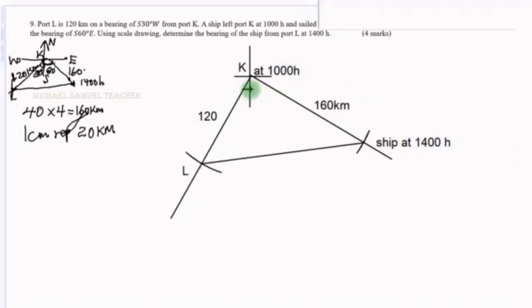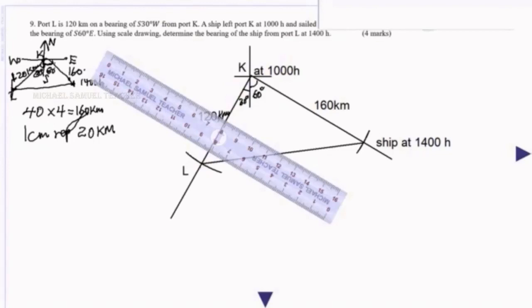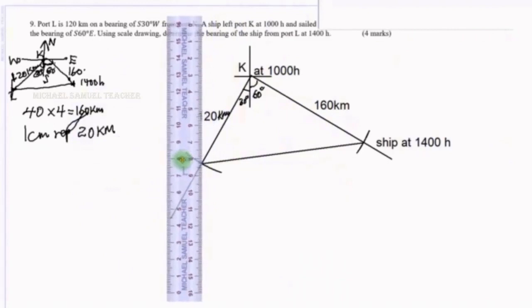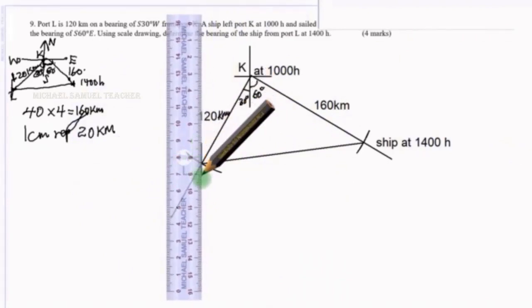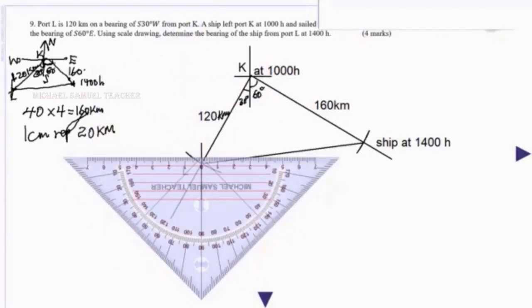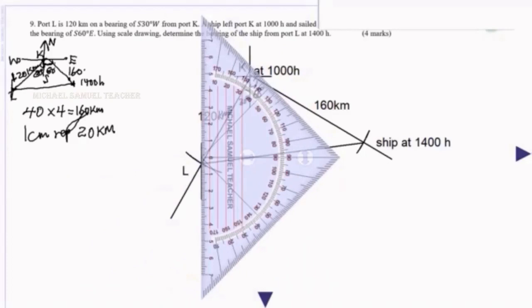And this is 30, the other angle is 60 degrees. So this is kilometers, times. Now at this point I need to actually draw a perpendicular line at that particular point, and then we need to have a protractor and measure the angle.